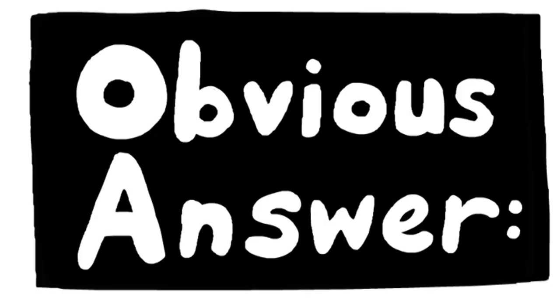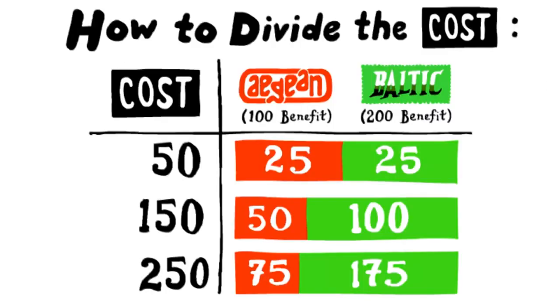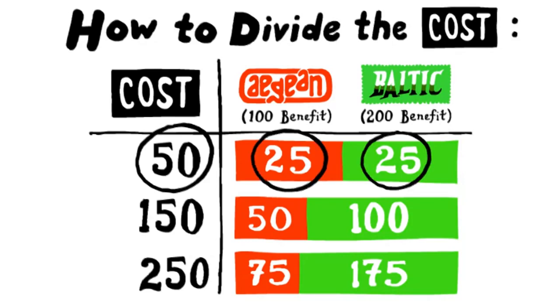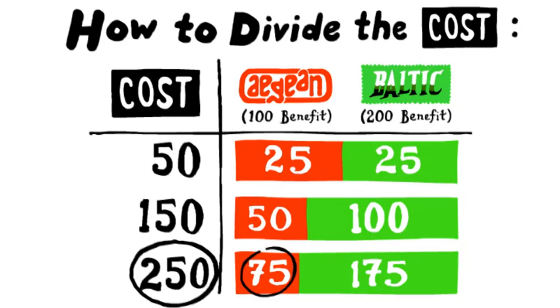The obvious answer is just to split the costs in proportion to the benefits. While that's a simple solution, I don't think it's a fair outcome. Let me offer a different, and I think more principled approach. Here's my proposal for how to split the cost in 3 different cases. If the cost is 50, it gets divided up evenly, 25 and 25, between Aegean and Baltic. If the project costs 150, the split is 50 and 100. And if the cost is 250, then it's split 75 and 175.